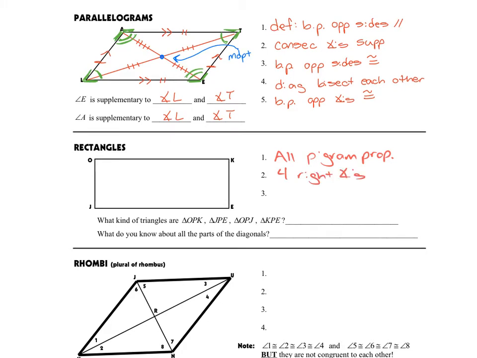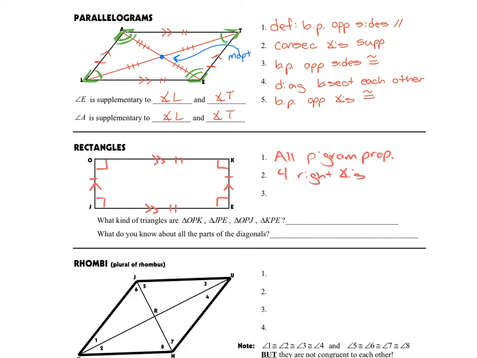Now, this isn't going to come as a huge surprise to us, so let's go ahead and mark several things. We can go ahead and mark these right angles. We can also mark most of our parallelogram properties, but I'm not going to quite mark all of them. I'm going to indicate my parallel sides. Both pairs of opposite sides are parallel, and I'm going to mark my congruent opposite sides.